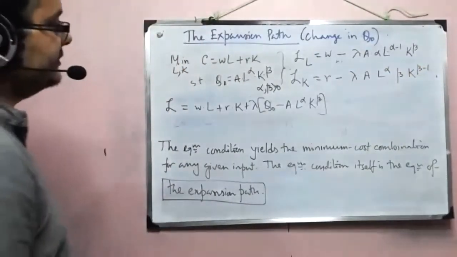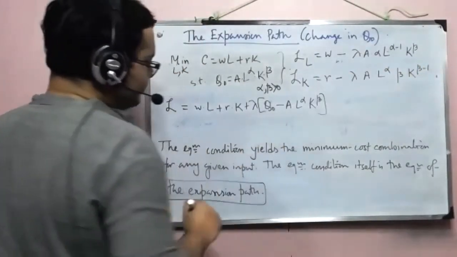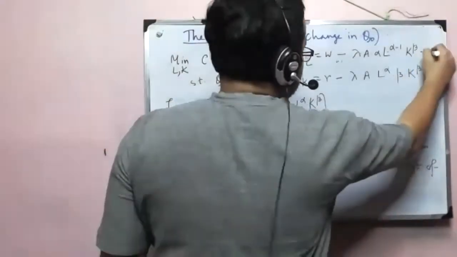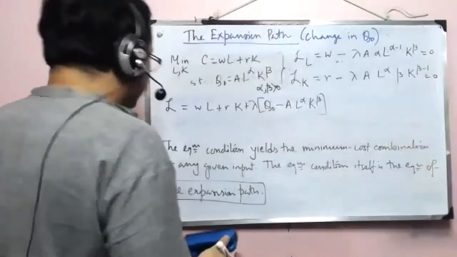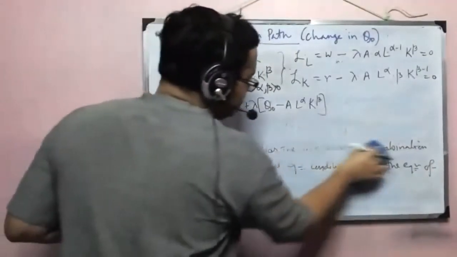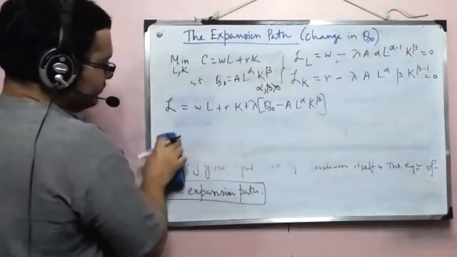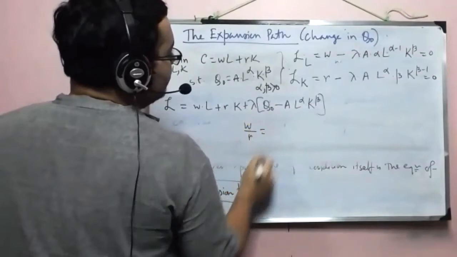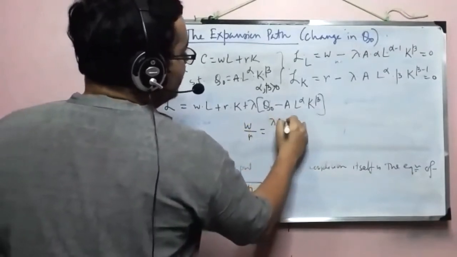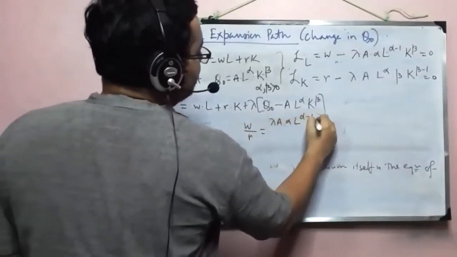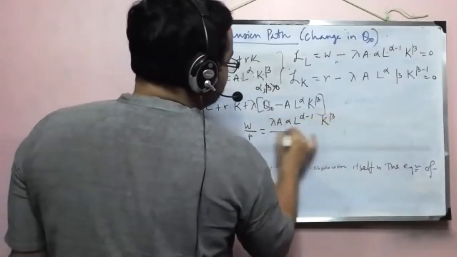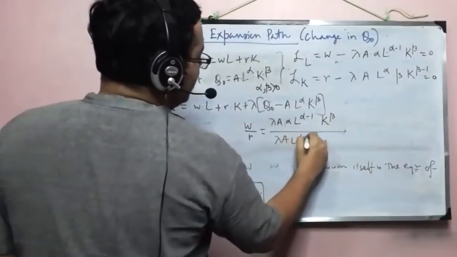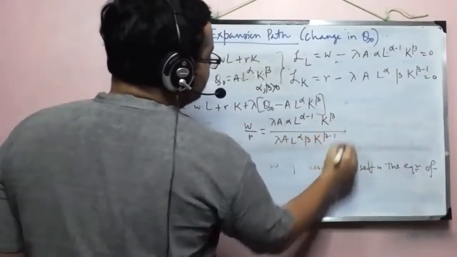Okay, now the equilibrium condition. So what is the equilibrium condition? First order is obviously equal to 0. The equilibrium condition is that W by R equals lambda A alpha L to the power alpha minus 1 K to the power beta, divided by lambda A L to the power alpha beta K to the power beta minus 1.